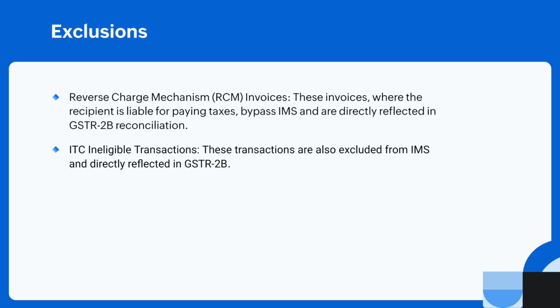What is excluded in IMS? Reverse charge mechanism invoices. As we saw in Zoho Books, invoices where the recipient is liable for paying taxes bypass the IMS system and are directly reflected in the GSTR 2B reconciliation page. ITC ineligible transactions are also excluded from the IMS and directly reflected in the 2B section.